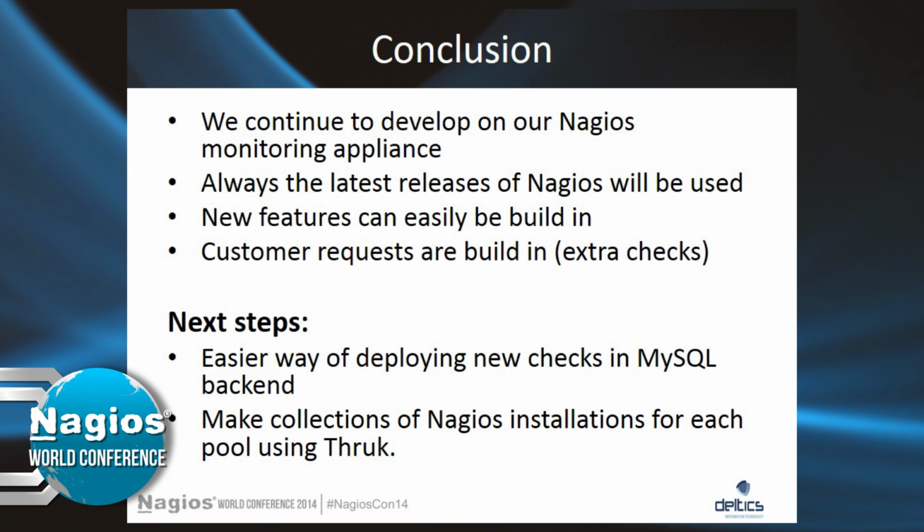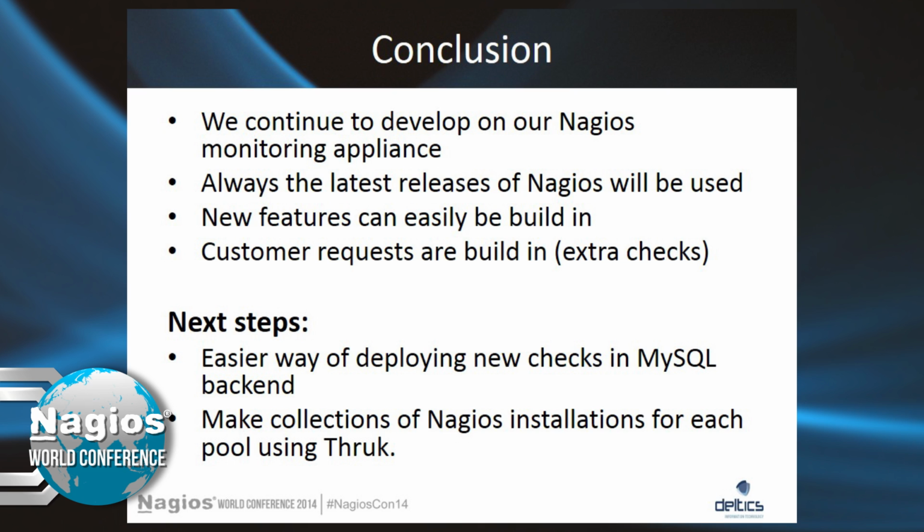Conclusion: we still continue to develop our Nagios monitoring appliance. As of now, we are using Nagios 4, at the moment 4.0.8, so if 4.0.9 is released, it will be put up immediately as soon as we can build the RPM, and then we will distribute it. So always the latest releases will be used.